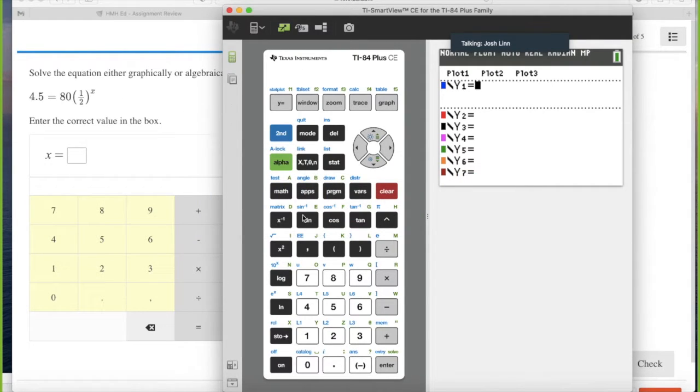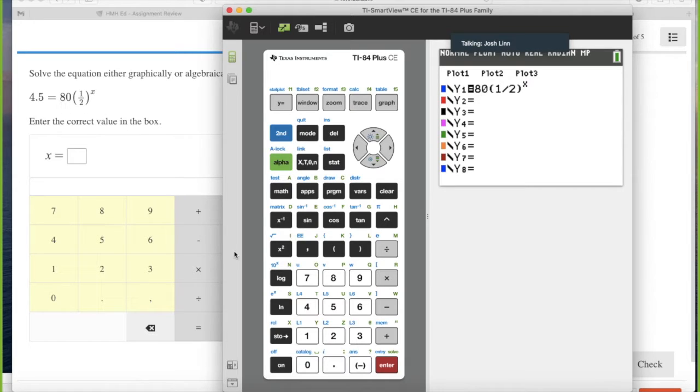So our y is going to be equal to 80 times 1/2 to the x. If you typed in 0.5 here, that's fine. Doesn't matter that much. That x is wrong. That x needs to be as an exponent. Okay, so I've got my y equals. And then I want to know when that function is going to equal 4.5. So I'm making a separate line that is at y equals 4.5.